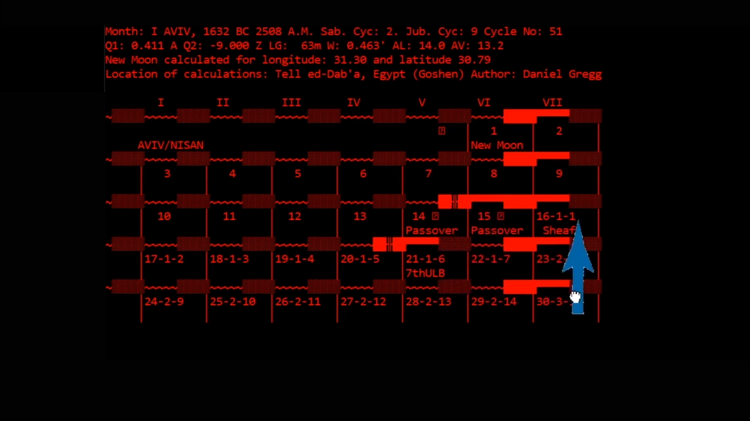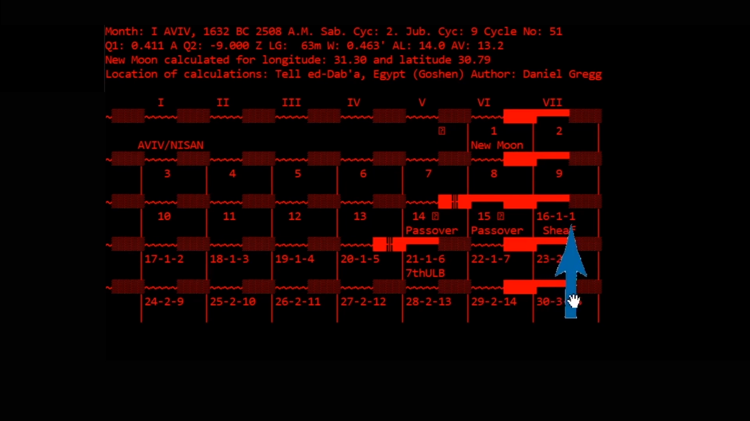Here we have a three-coded number here. This refers to the 16th of the month. This refers to the number of Sabbaths after Passover. See if that's the first number. That would be the first number. The first number refers to the number of Sabbaths after the Passover.